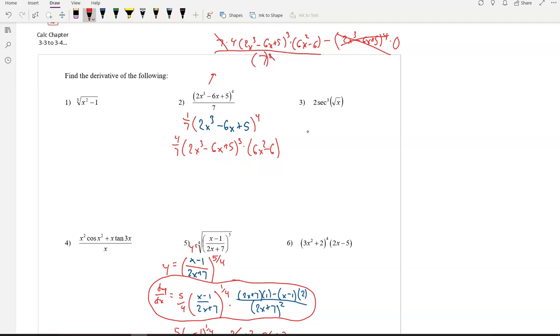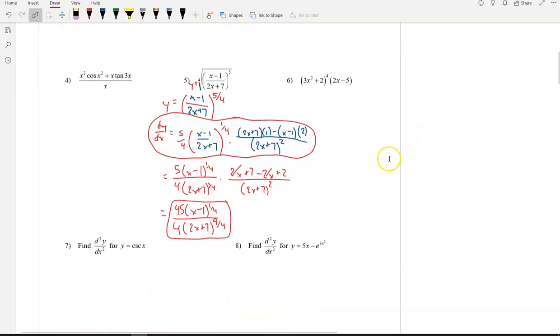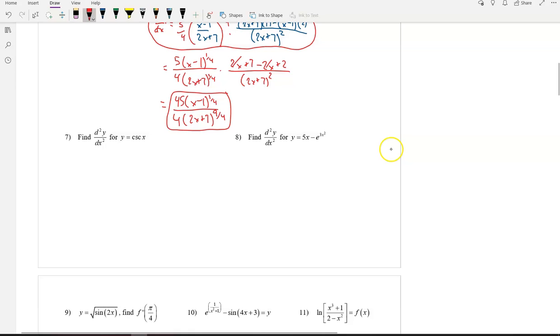All right. Next, other questions. Number 8? Sorry, your microphone's really quiet. Okay, number 8. So what does this mean when it says find d squared y over dx squared? What does that mean that they're asking us to find here?